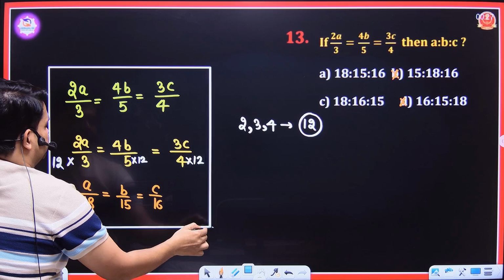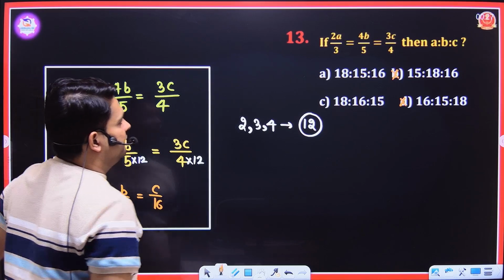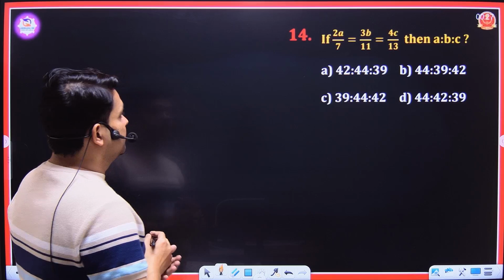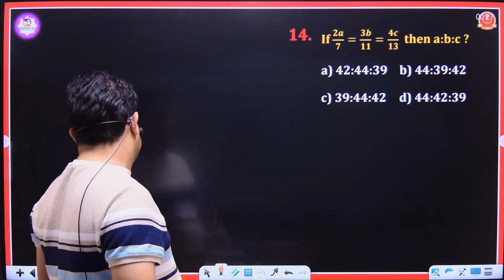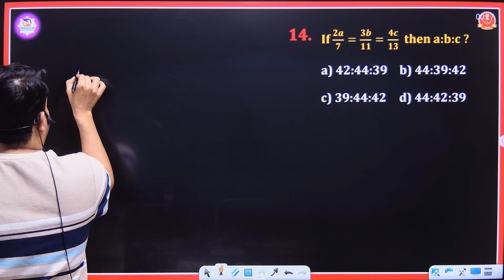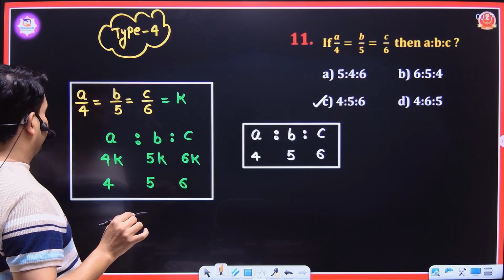What an amazing answer we have. 18, 15, 16. Next. Again you will apply the same in this question too. This one is what type? Type 4 question.